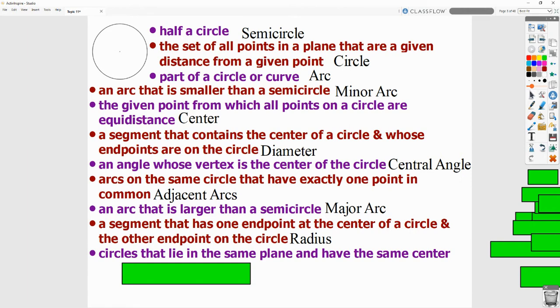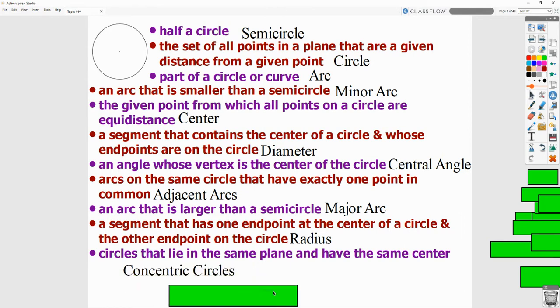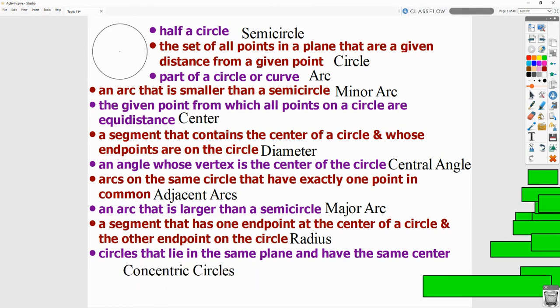And our last one is another one that does not have a slot on the table, but it does have a place down at the bottom of the page where you can write down the definition and leave some room for the drawing. Circles that lie in the same plane and have the same center. That is concentric circles. That's what that word is, concentric. Okay, so circles that lie in the same plane, have the same center, would be concentric circles.